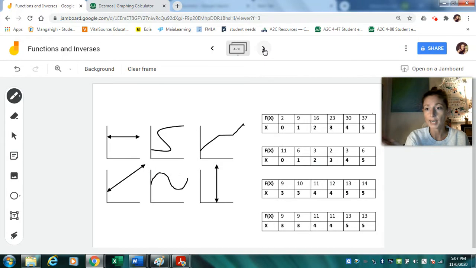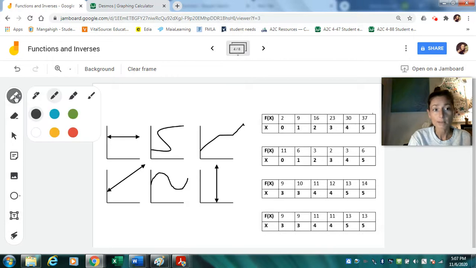All right, so we're going to try that on some tables and some graphs. So first, with the graphs, these ones are super easy. We do what's called the vertical line test, like I was just saying. So I pick a point and I draw a vertical line. This crosses it one time. And so, yes, that is a function.